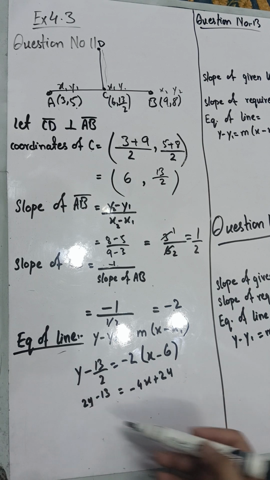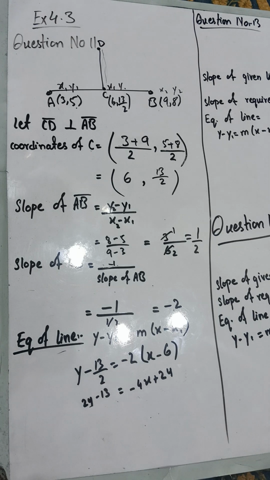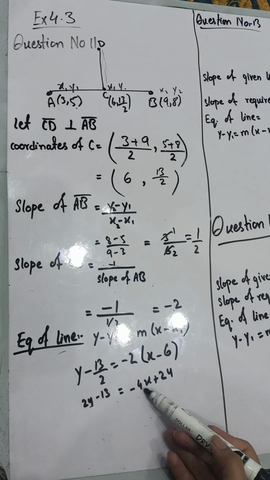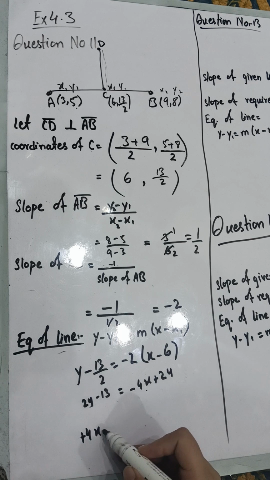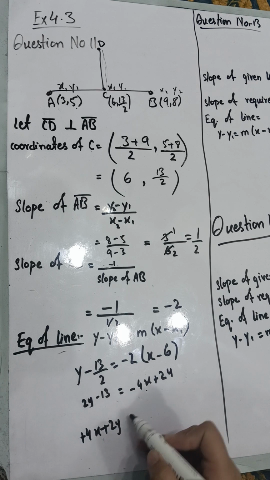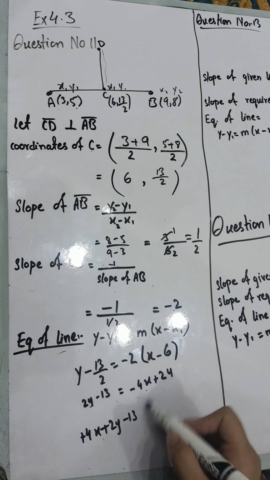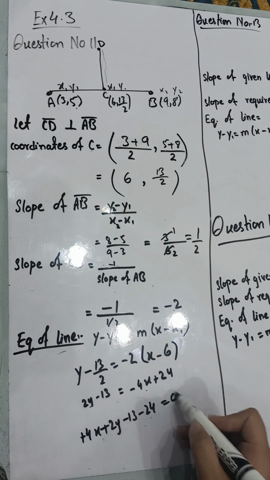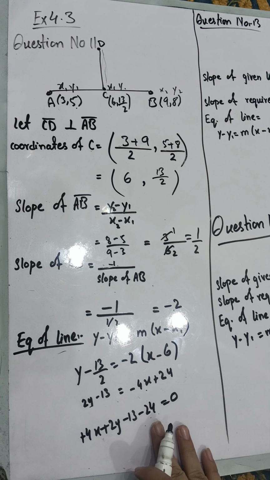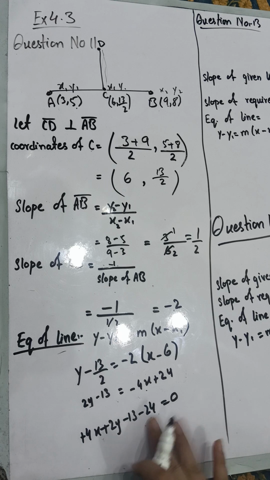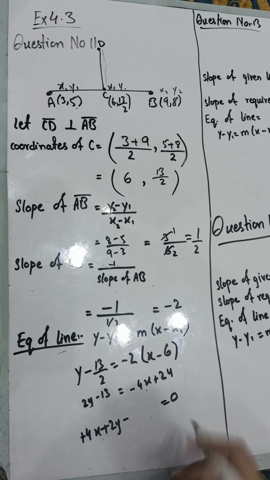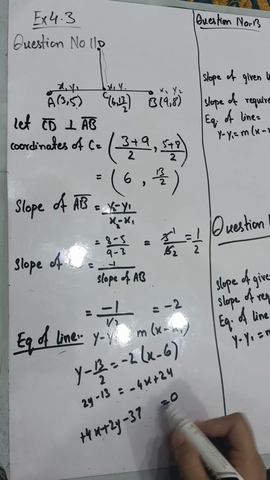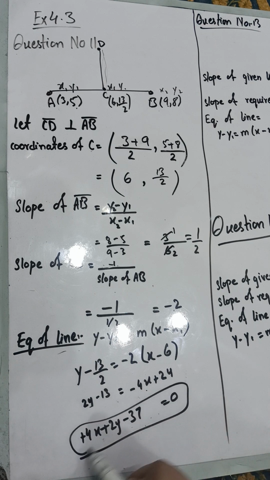Now you have to convert this and make an equation of this. So what you will do, 4x will move here, it will become positive 4x, plus 2y minus 13 and minus 24 is equal to 0. So minus 13 and minus 24, when you add both of them with the negative sign, they will equal minus 37 is equal to 0. So this will become the equation of a line, and this is the answer of this question.